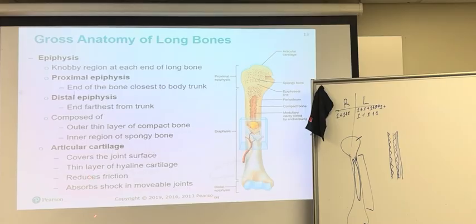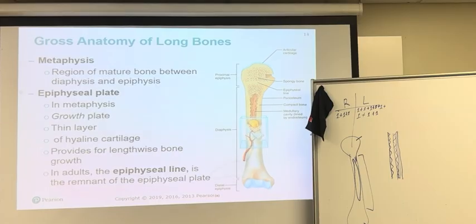So now we know about the epiphysis. When we say epiphysis, what do we mean by that? The end of the long bone, right? The one on the top, proximal epiphysis. The one on the bottom, we call it distal epiphysis, composed of an outer thin layer of compact bone and an inner region of spongy bone. An articular cartilage covers the joint surface. A thin layer of hyaline cartilage reduces friction and absorbs shock in movable joints. That is why you have a layer of articular cartilage on top of the long bone.